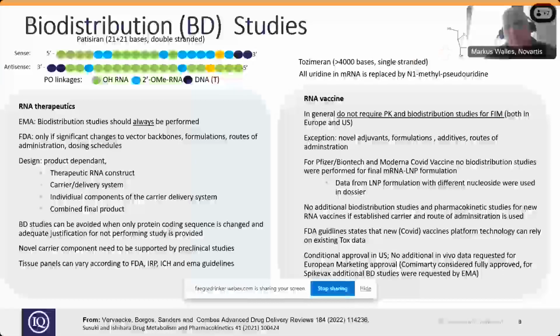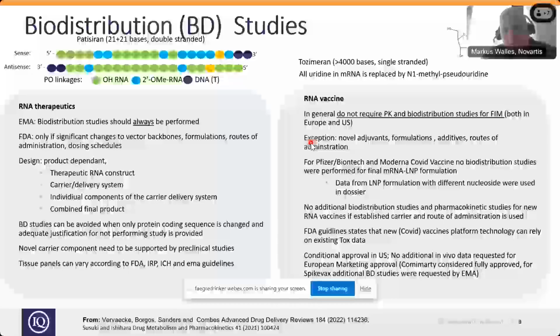So this is shown here at the right-hand side. So I didn't draw a sequence, but you have about 4,000 bases, single-stranded, and you do not have a whole bunch of chemical modifications. So usually you have just these uracil replacement by the N-methylpseudouridine, and this is kind of a natural modification. It's not really considered a chemical one. But here also the exceptions play along. So if you use novel adjuvants, formulations, or entities in your formulation, you also would need to characterize them and show where they distribute.